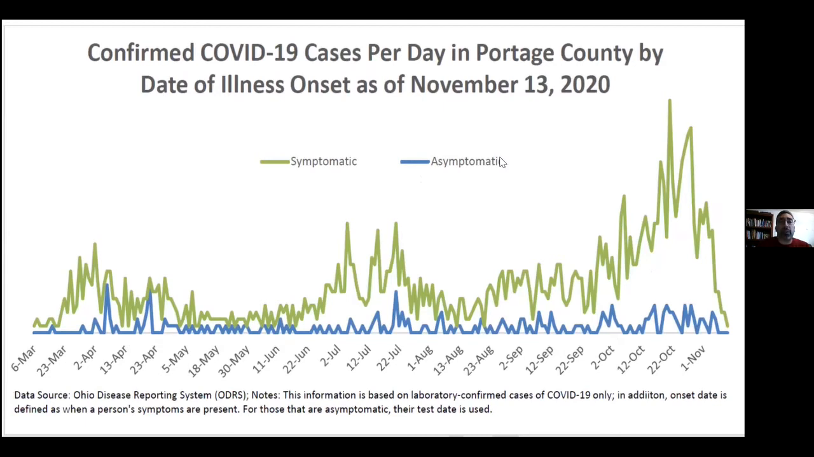This is confirmed COVID-19 cases per day in Portage County by date of illness onset, and it should be up until November 13th, 2020. So the green is the symptomatic, the blue is asymptomatic. These are cases reported to us by date of illness onset, starting from March 6th all the way to November 13th. Again, symptomatic and asymptomatic, you'll see that we had a spike in the beginning and then in the summer. And now, as you well know, we're having a big spike.